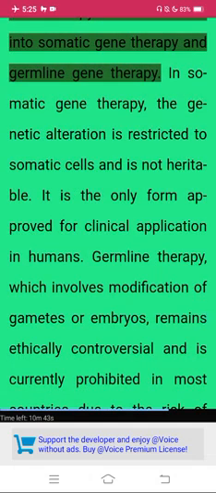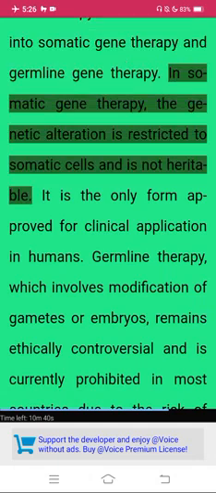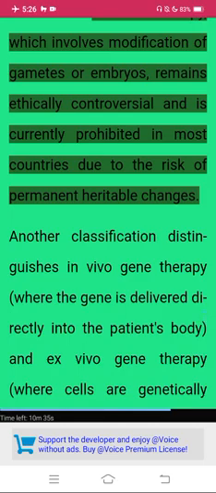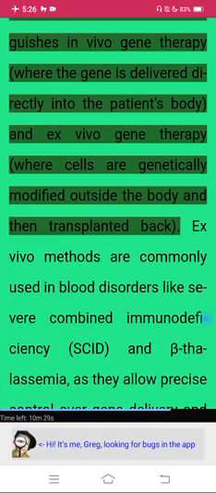Gene therapy can be classified into somatic gene therapy and germline gene therapy. In somatic gene therapy, the genetic alteration is restricted to somatic cells and is not heritable. It is the only form approved for clinical application in humans. Germline therapy, which involves modification of gametes or embryos, remains ethically controversial and is currently prohibited in most countries due to the risk of permanent heritable changes.